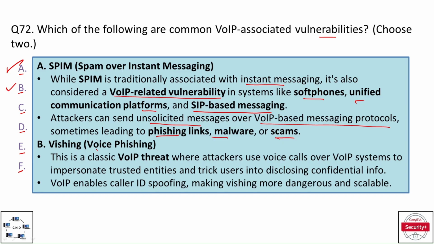Option B, vishing, that is voice phishing. So this is a classic VoIP threat where attackers use voice calls or VoIP systems to impersonate trusted entities and trick users into disclosing confidential information. So voice over IP enables caller ID spoofing, making phishing more dangerous and scalable.